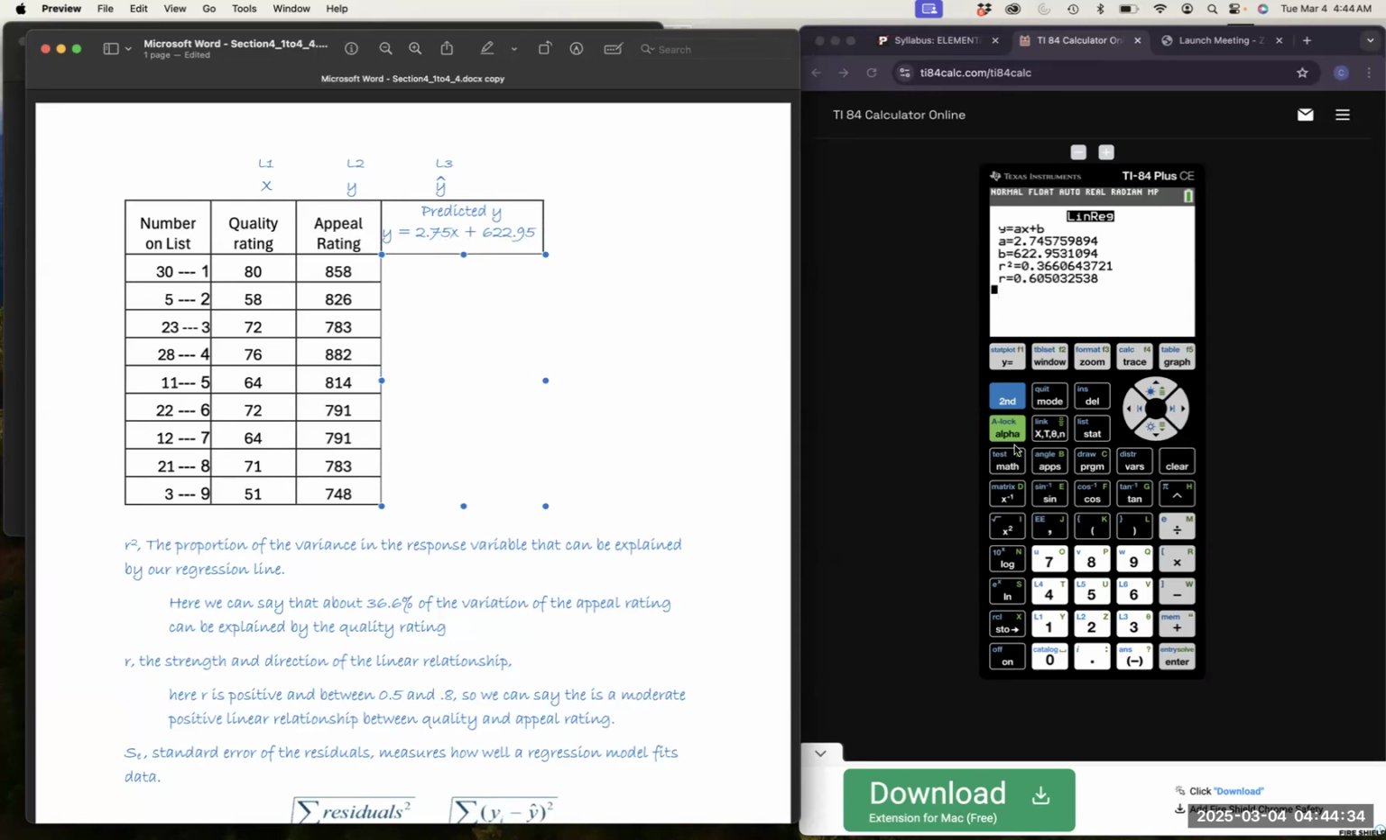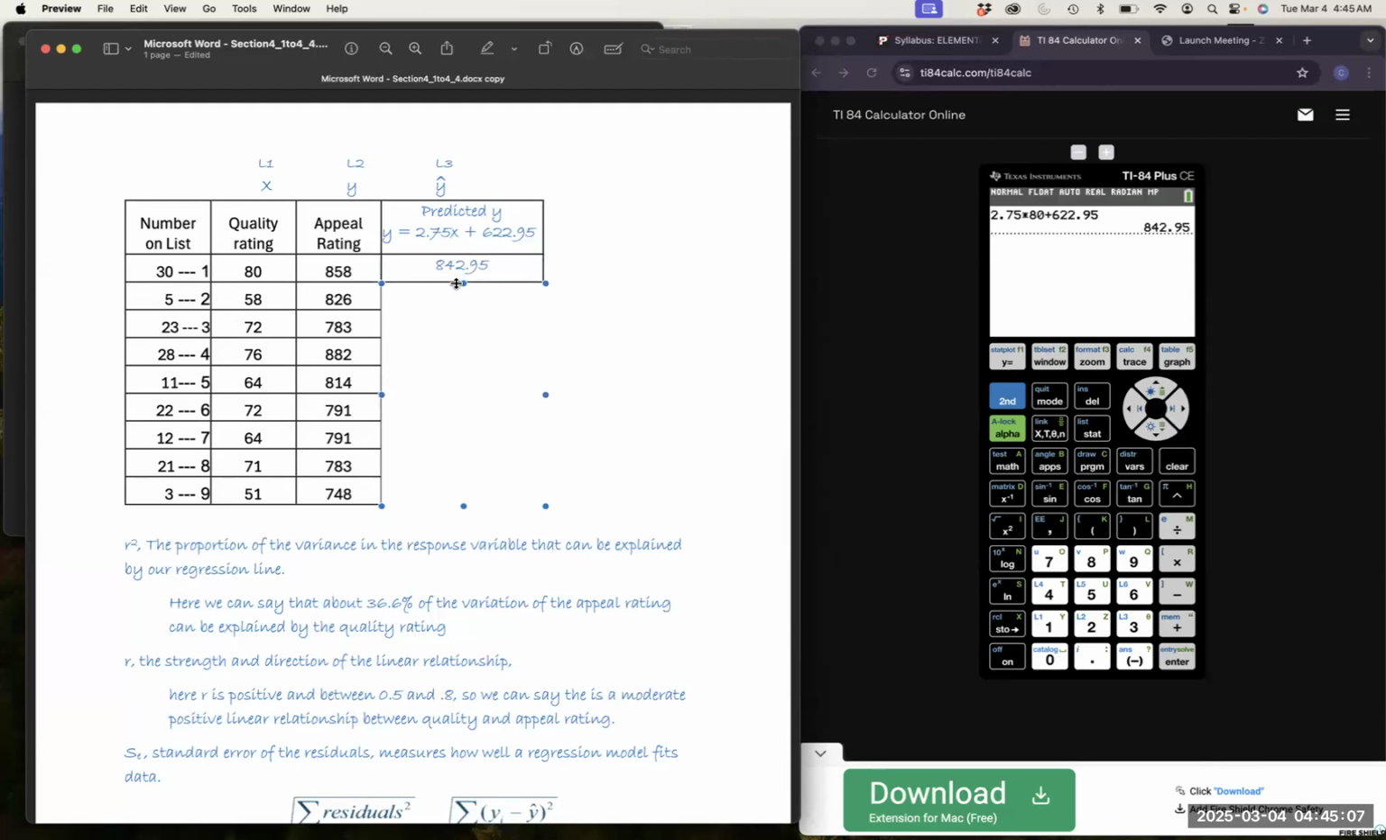I can certainly do those calculations in my calculator. So if I wanted to find my predicted Y, I'm just going to plug in 80 for x. So let's do that really quick on our calculator. So I have 2.75 times 80, plus 622.95, enter. So I get 842.95. And so that's what I have here.